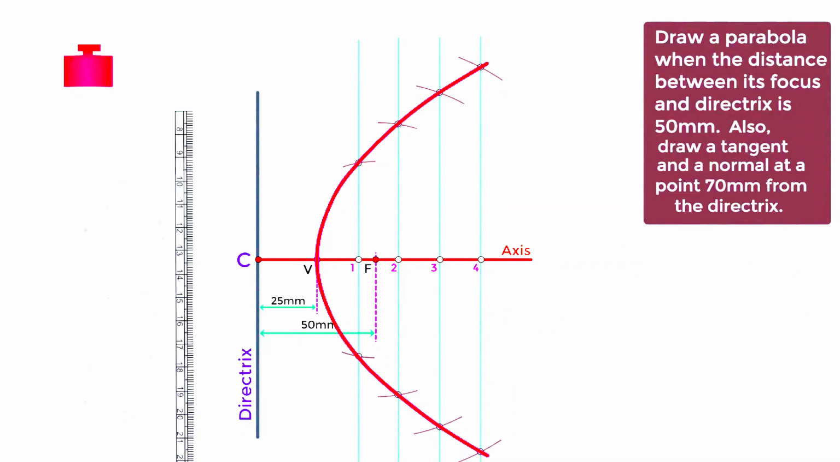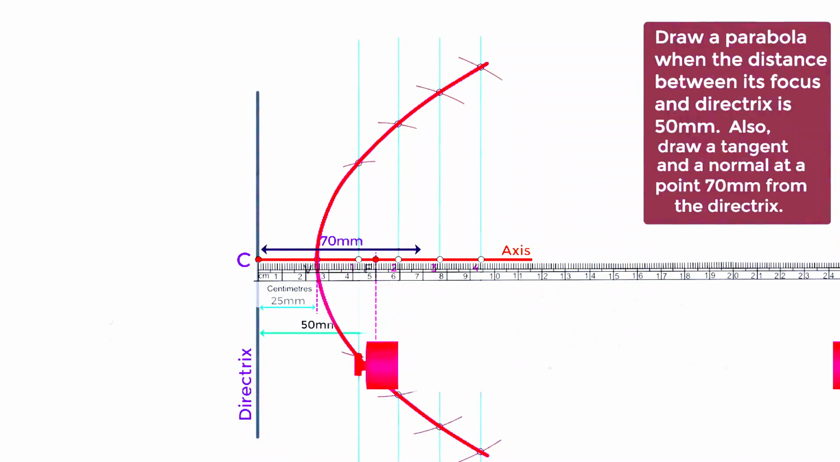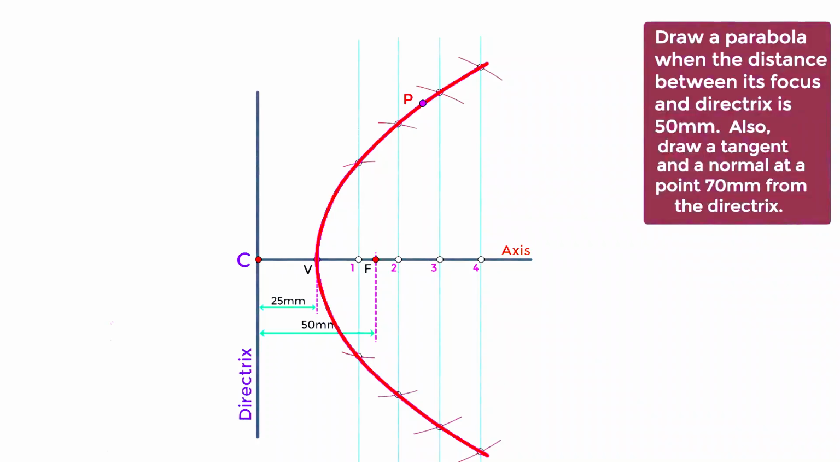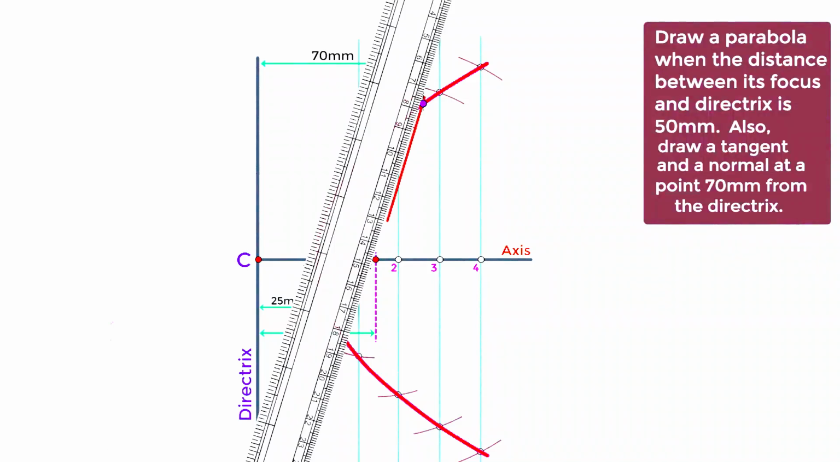Next, we need to mark a tangent and a normal at a point 70 millimeters from the directrix. To do so, we need to mark a point on a curve, which is 70 millimeters away from the directrix. By using a roller scale, taking this horizontal line as a reference, we can see that this distance is 70 millimeters. Make sure that the zero of the roller scale is at the directrix. Now move the roller scale up and see where the 70 millimeters is coming on the curve. We can see the 70 millimeters is coming at this point. Mark this point as P. The distance of this point on a curve is 70 millimeters from the directrix.